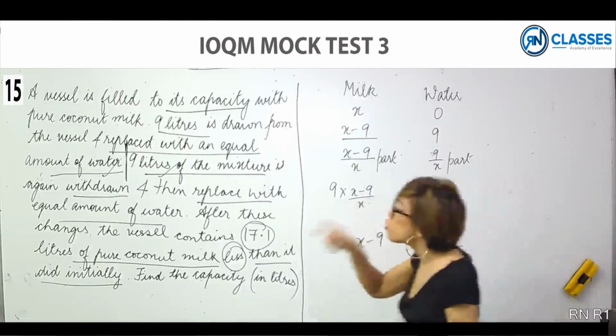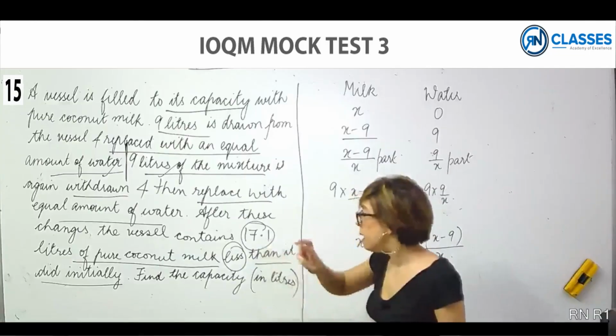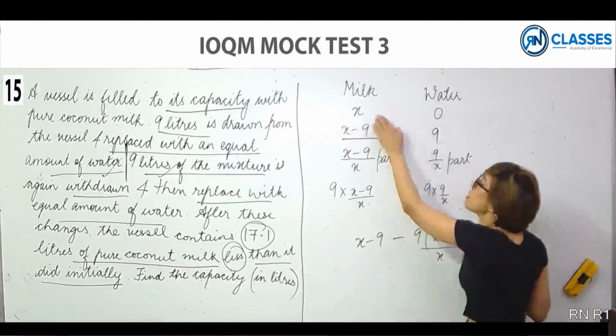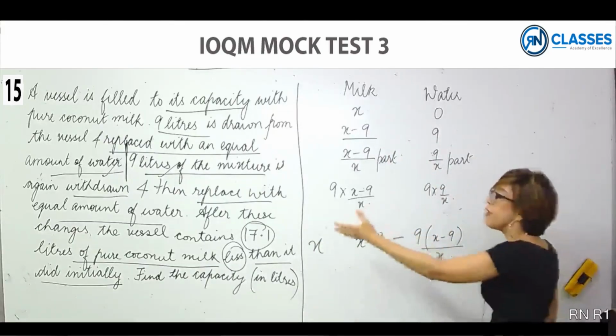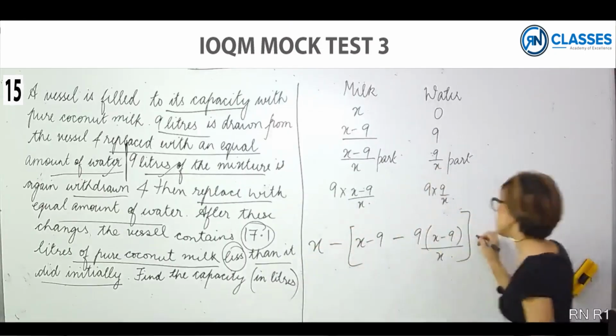Now it says after this change, the vessel contains 7.1 liters of milk less than it did initially. Initially, how much milk was there? X. Now it is this much. He says the difference is 17.1. So this minus this, that is 17.1.